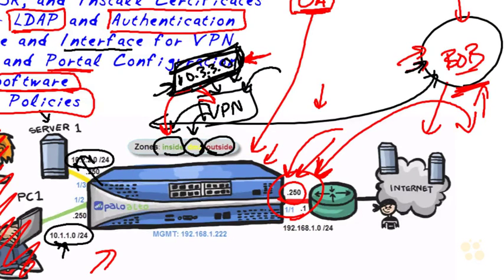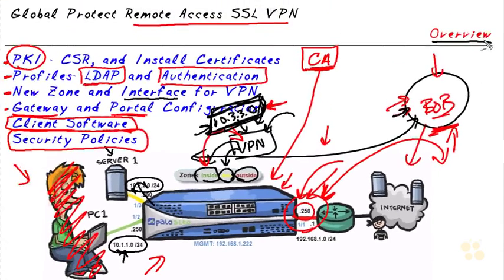So I thought it was important for you and I to take a look at the high-level concepts and the process that we're going to go through to kind of give us a framework for what we're about to configure. And as I mentioned, we're going to break up these tasks into logical chunks that are easy to digest. And as we go through this process together, our objective is simple, and that is to implement and verify that Global Protect Remote Access SSL VPN is functioning.